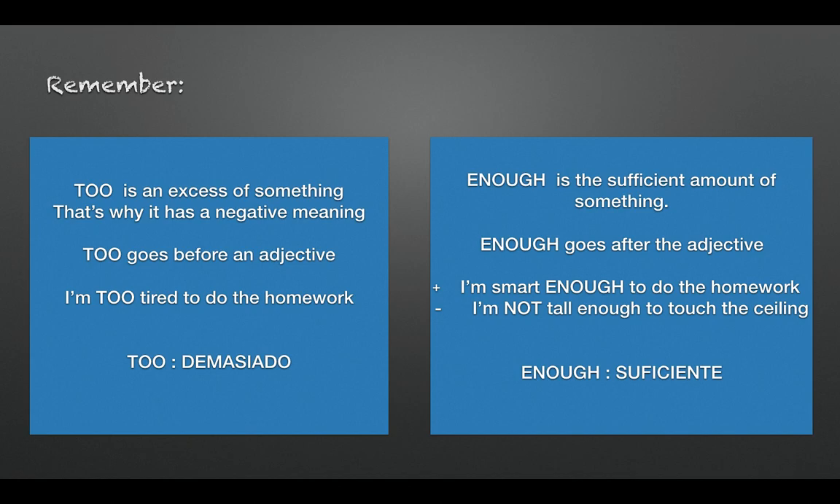And the second one, which is the negative sentence, it says, I'm not tall enough to touch the ceiling. No soy lo suficientemente alto para tocar el techo. ¿Ya? Entonces tenemos el enough como suficiente.